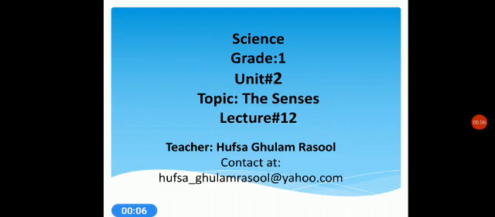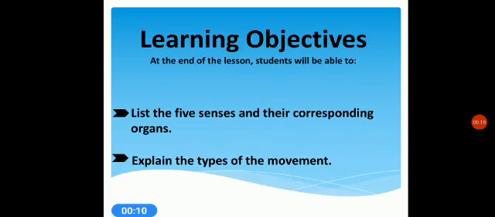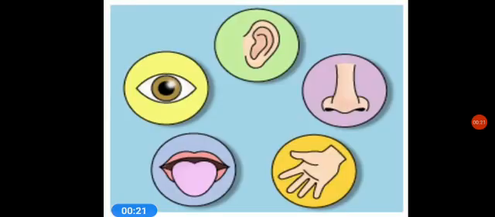Today we will revise unit number 2, the senses. Learning objectives of this lesson are: list the 5 senses and their corresponding organs and explain the types of movement. As we have discussed in our previous lectures, we have 5 senses. How many senses? 5 senses.